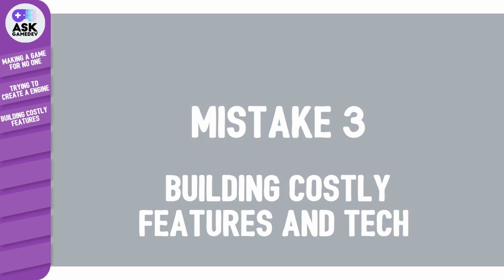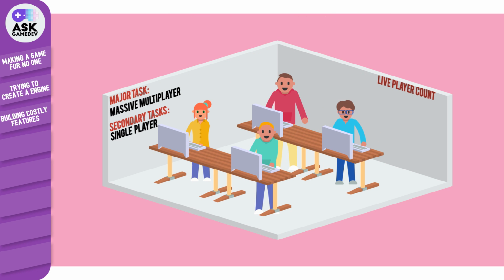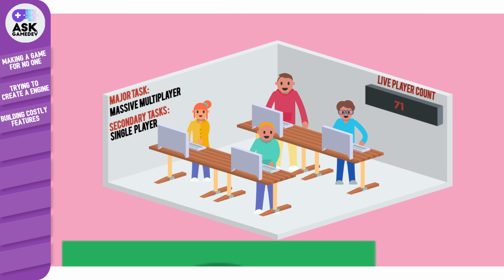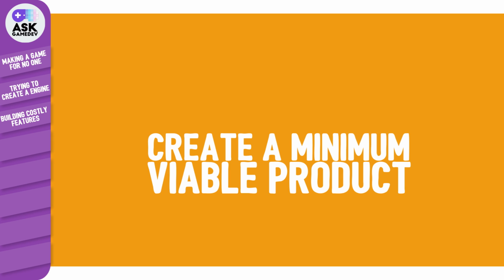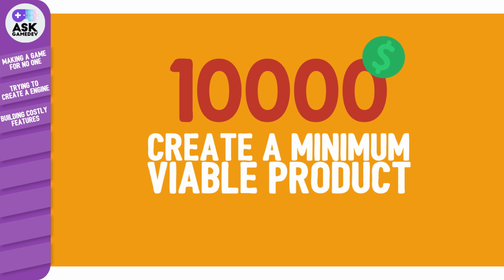Mistake number 3, building costly features and tech to support a huge user base before achieving any sort of success. It's good to have high aspirations, but it's also important to ship. We've seen teams work on expensive features because they wanted their game to support huge user bases. Then they release, and instead of the millions that they were expecting, only hundreds show up. Working on those extra features delayed shipping and also may have been wasted work. Instead, just focus on creating a minimum viable product and scale once you have the numbers to prove that it would be a wise investment.